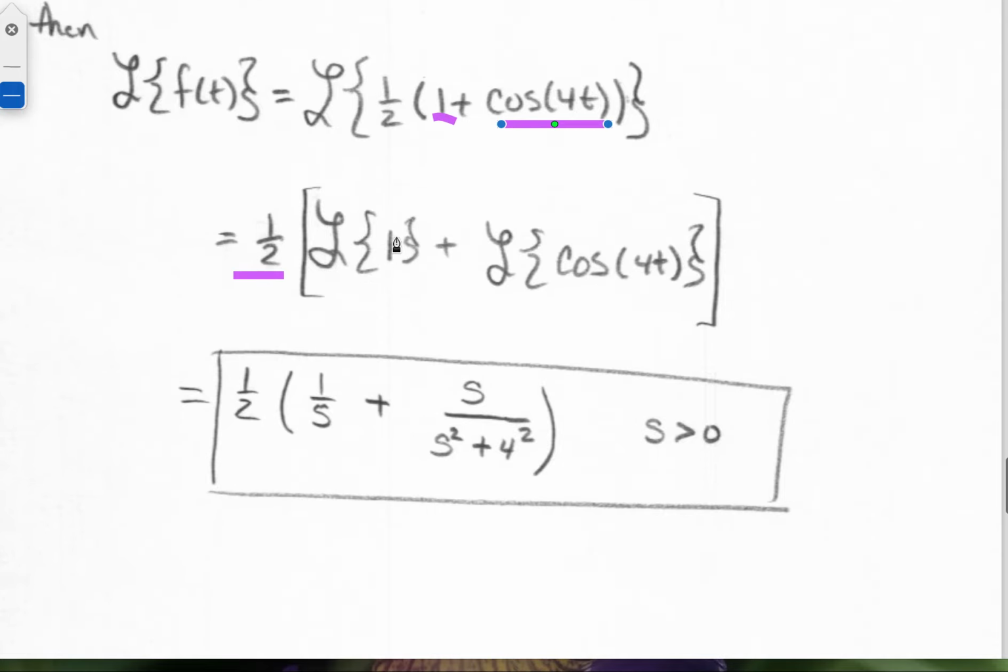So I look on my chart on page 442, and I see that 1 is 1 over s, so that's 1 over s. And I see that the cosine of 4t is the cosine of kt. So I put the k, and the k is 4. So I do plus s over s squared plus 4 squared, or 16. And so that's my Laplace transform, where s is bigger than 0.